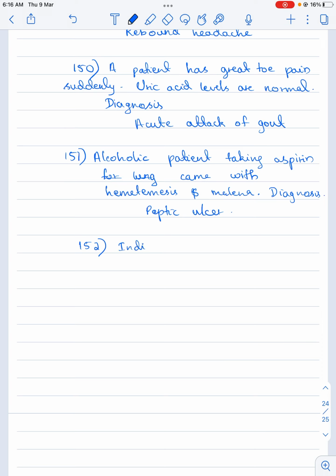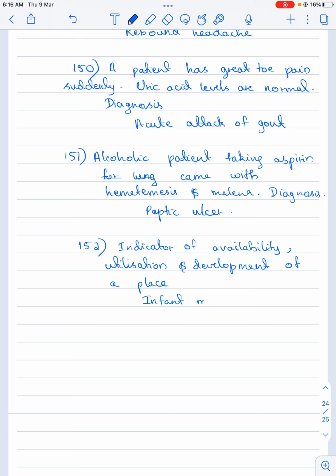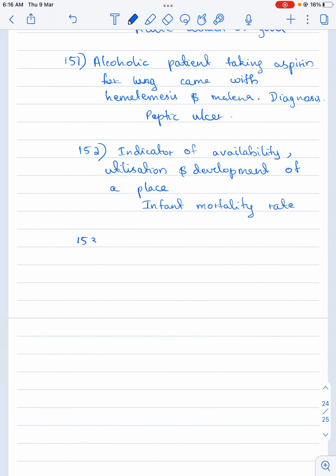Indicator of availability, utilization, and development of a place. So this is also a little confusing question. So there was an option HDI. Also there was an option infant mortality rate. So I feel infant mortality rate is more appropriate one, but the other option is also equally good. Next question.